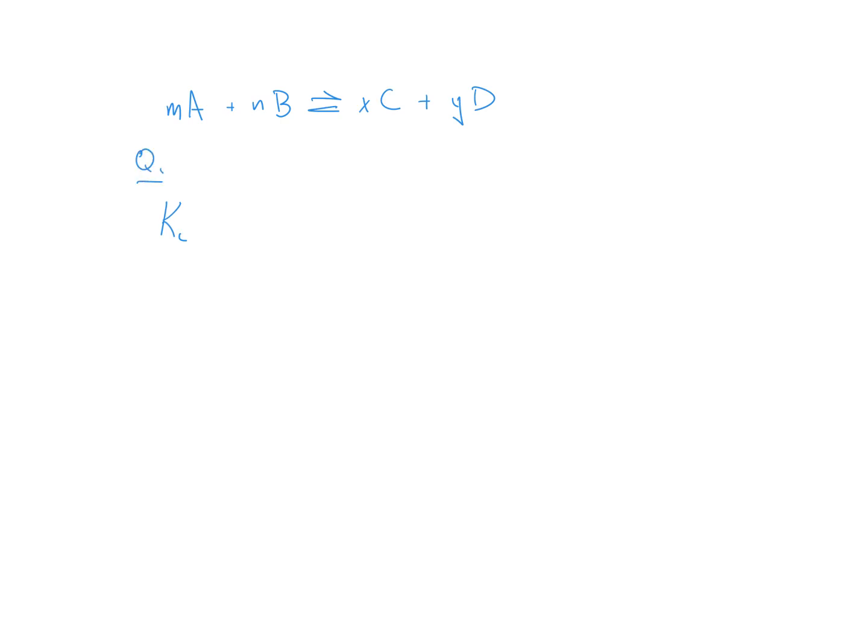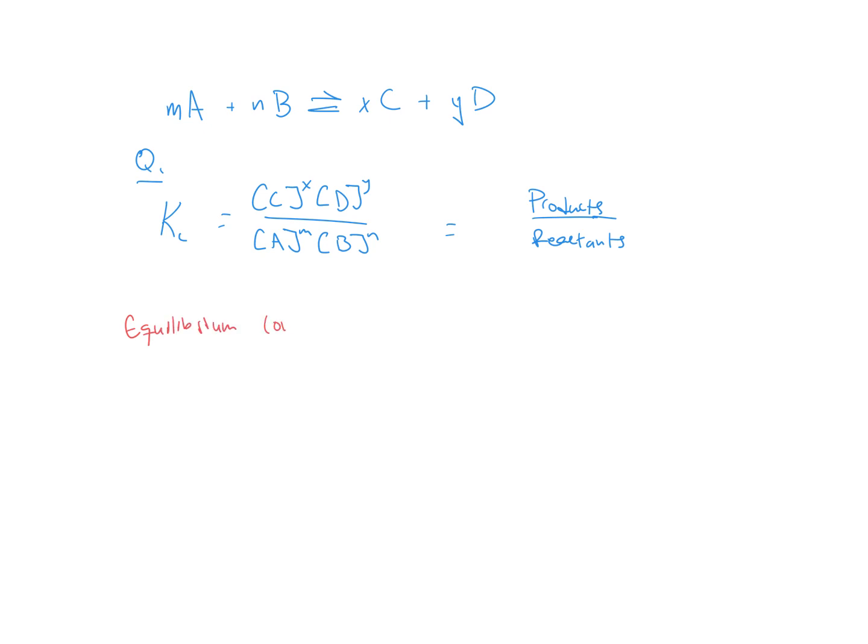quotient if you are not at equilibrium, is equal to the concentration of products over reactants. Concentration of C raised to the x times the concentration of D raised to the y divided by the concentration of A raised to the m times the concentration of B raised to the n. And so we can basically think of this as a ratio of products to reactants. And when we do this ratio, this tells us the equilibrium constant K, doesn't really matter if it's Kp or Kc or whatever kind of equilibrium constant.